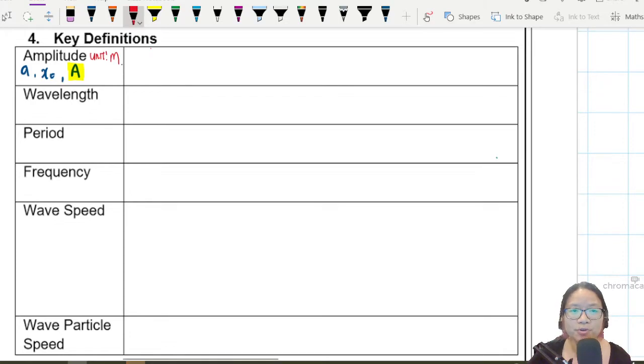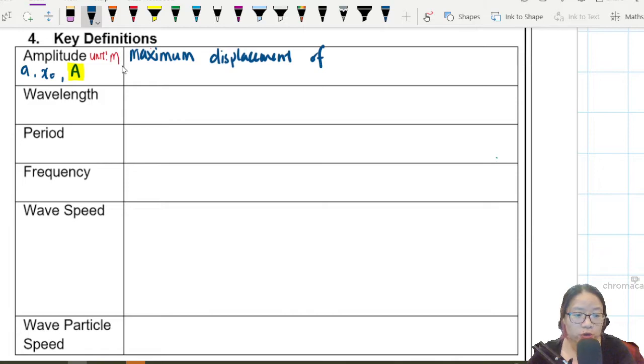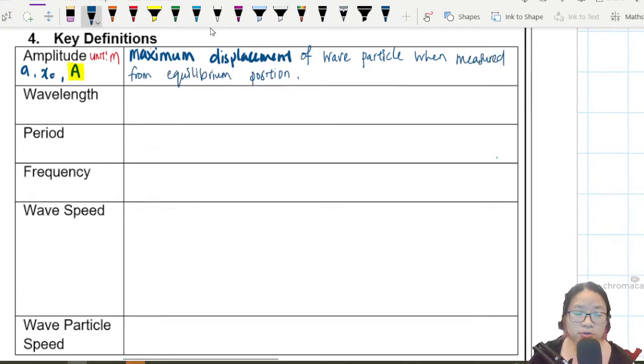meter, all right? And this would be defined as the maximum because we are taking the furthest position, the highest level of the water wave. So that would be the maximum displacement of, so we are taking a point on the wave, so there will be a wave particle, when measured from equilibrium position. Okay, so for this definition of amplitude, the important key terms to include are the fact that this is the maximum displacement and it's the maximum displacement of a wave particle.